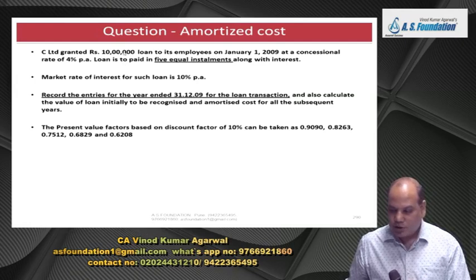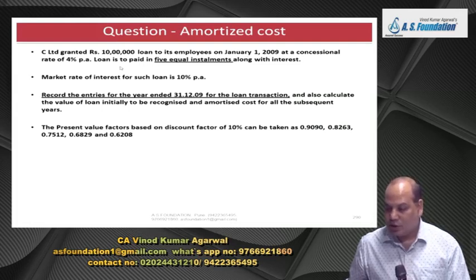A popular question in the exam comes like this. C Limited granted rupees 10 lakh loan to its employee on 1st January 2009 at a concessional rate of 4%. Loan is to be paid in 5 equal installments.